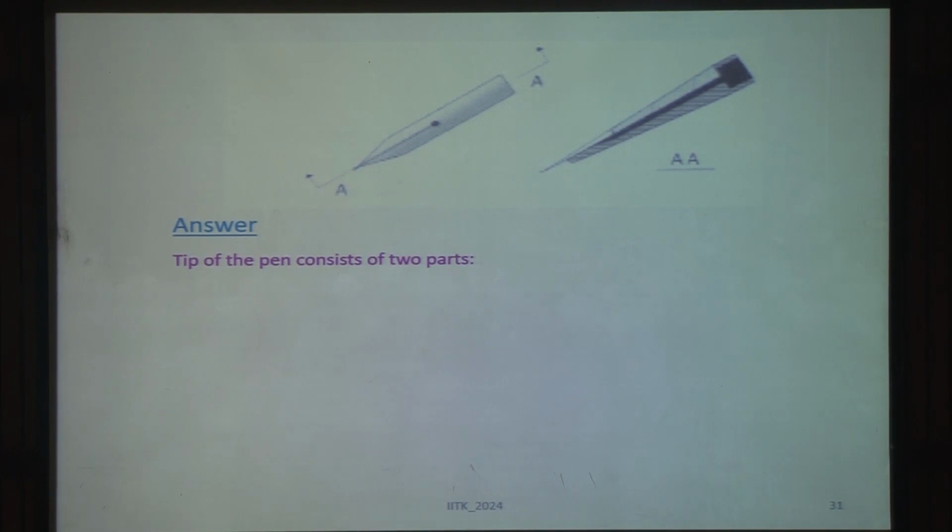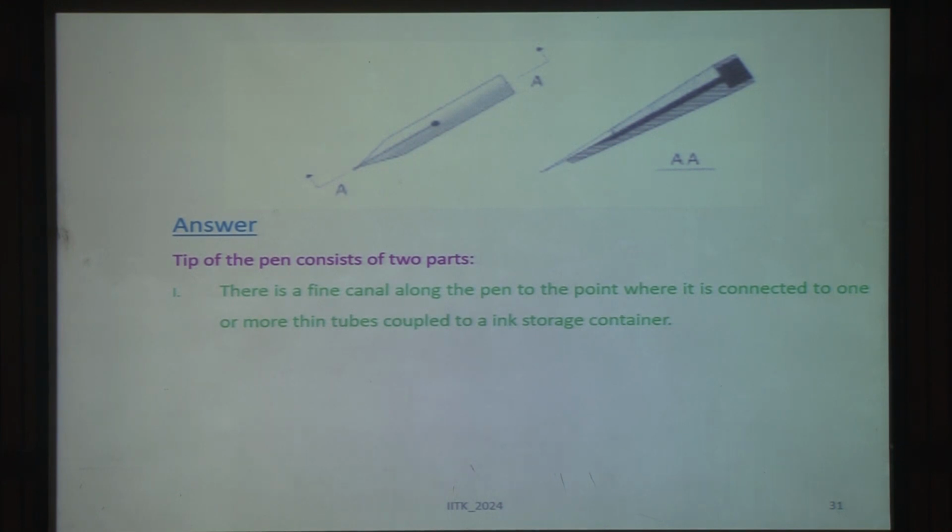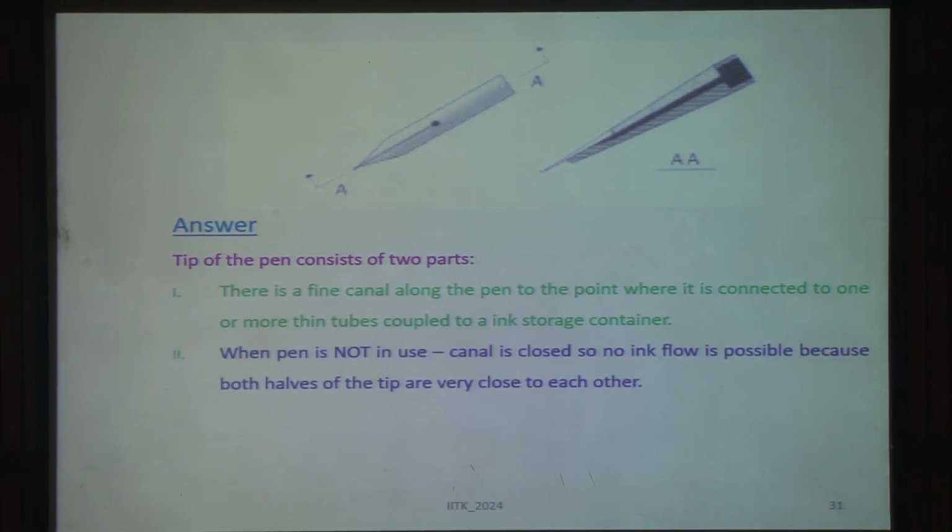So the tip of the pen consists of two parts. There is a fine canal along the pen to the point where it is connected to one. And when the pen is not in use, the canal is closed, so no ink flow is possible. As simple as that. Not a very difficult thing.